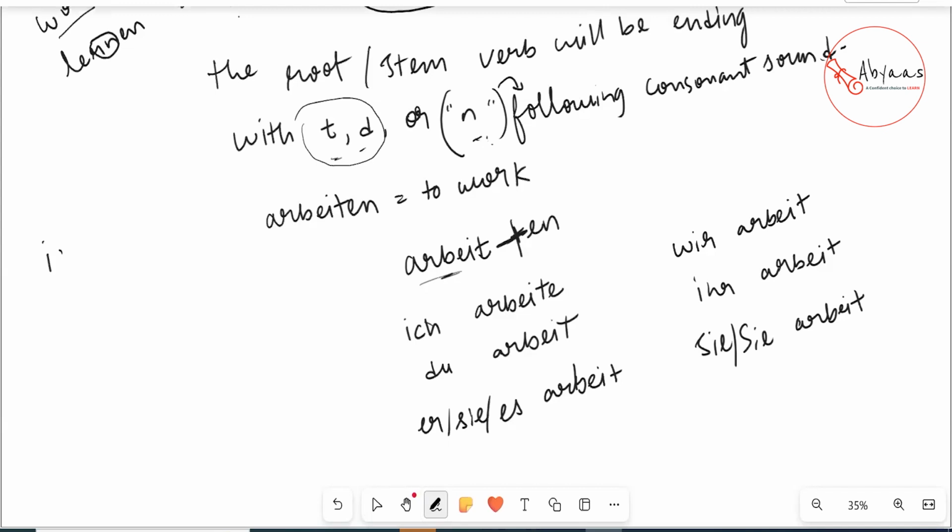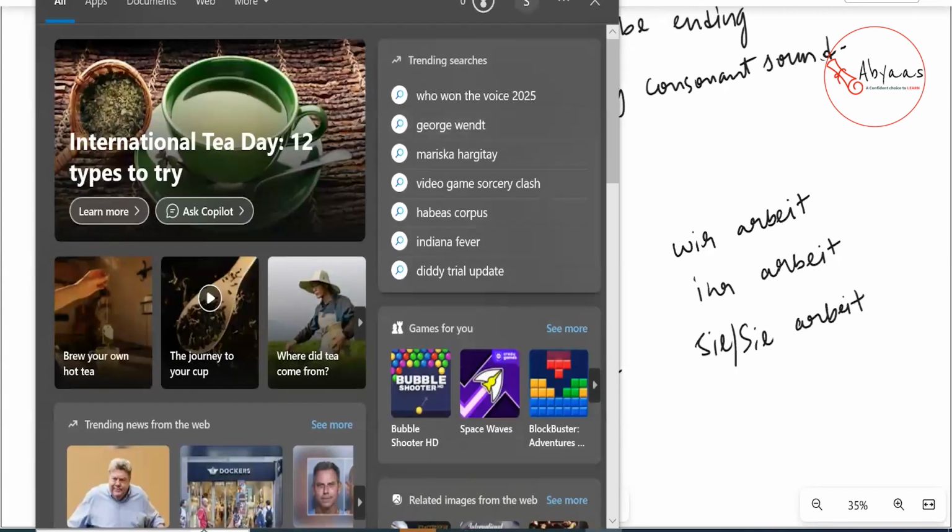So what I did, I added e. In the case of du, previously I added st, but now if I add st, it becomes difficult to pronounce, arbeitst. You won't be getting the exact sound. Hence, for convenience, they added e. So it will become arbeitest, to make it easy.